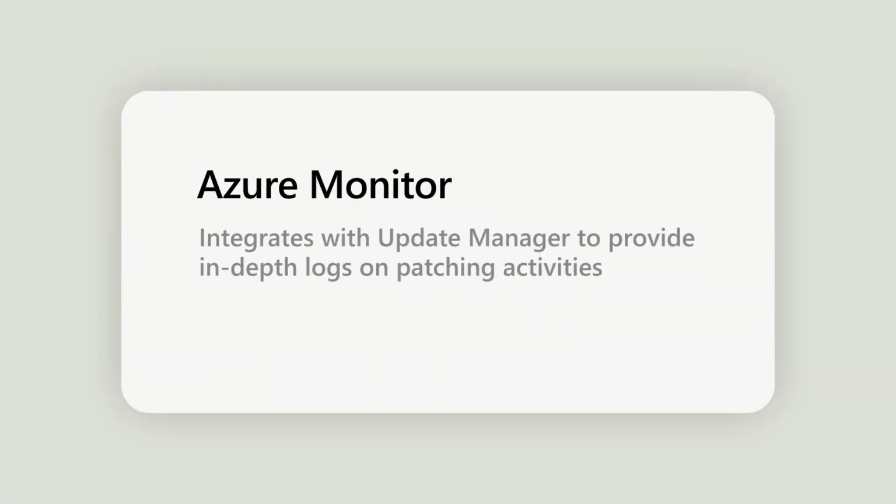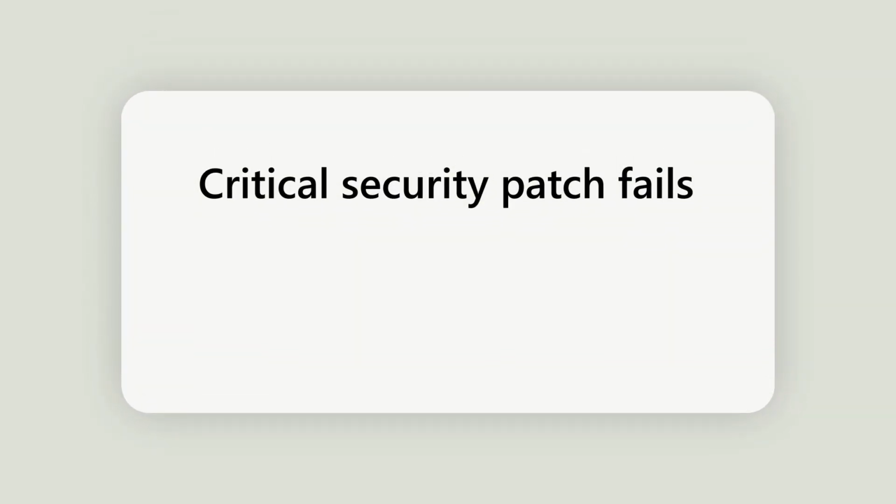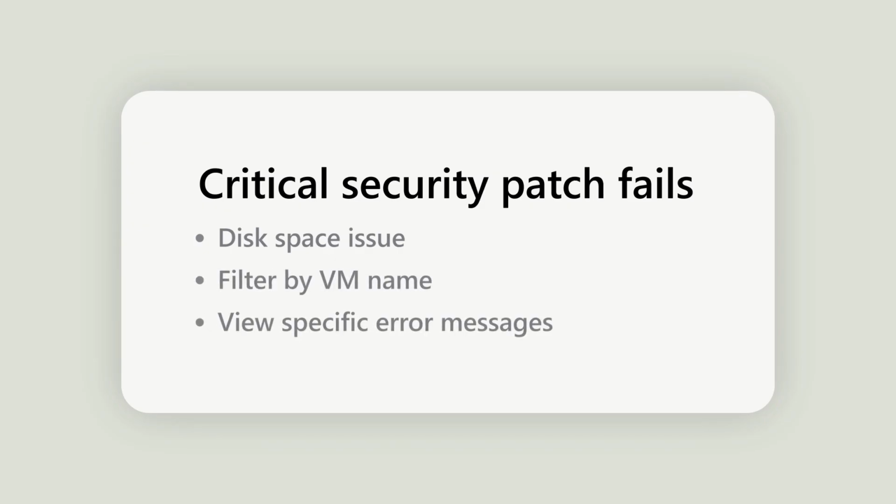For detailed error insights, you can make use of Log Analytics Workspace and Azure Monitor, which integrate with Azure Update Manager to provide in-depth logs for all patching activities. These logs capture details on both successful and failed patch applications, as well as error messages that help pinpoint specific issues. Let's say a VM fails to install a critical security patch due to a disk space issue. By navigating to Log Analytics and filtering by the VM's name, you can view specific error messages related to the update failure, such as insufficient disk space. This helps you identify the root cause and take corrective action, such as increasing disk capacity.